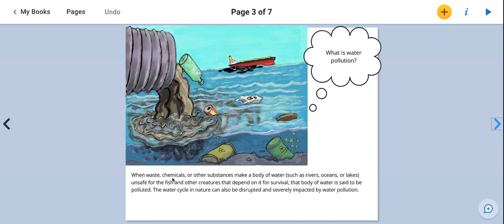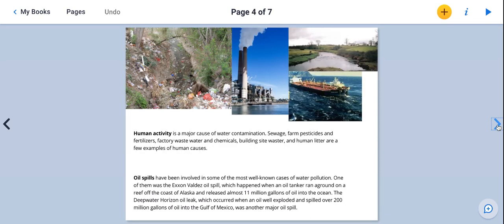Well, when waste, chemicals, or other substances make a body of water, such as rivers, oceans, or lakes, unsafe for the fish and the other creatures that depend on it for survival, this body of water is said to be polluted. Remember when we talked about the water cycle before? Well, the water cycle in nature can also be disrupted and impacted by water pollution. But how is it caused?